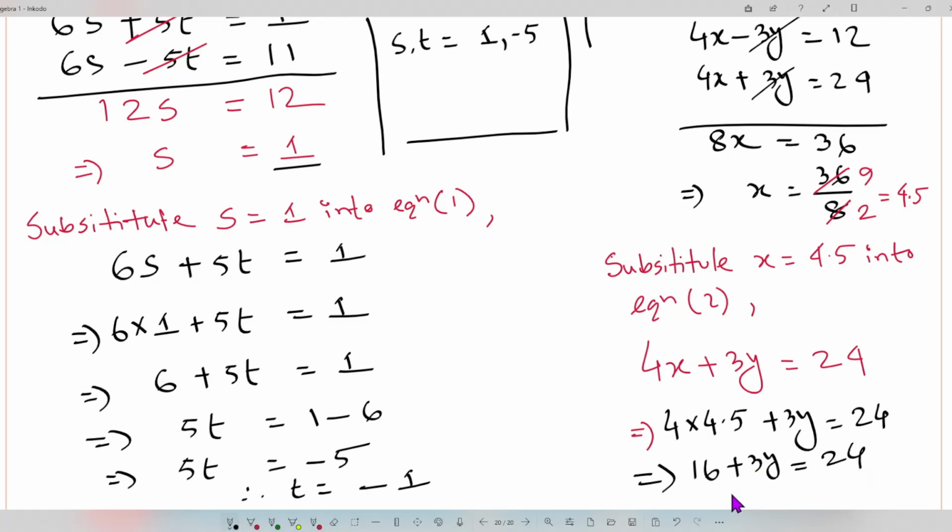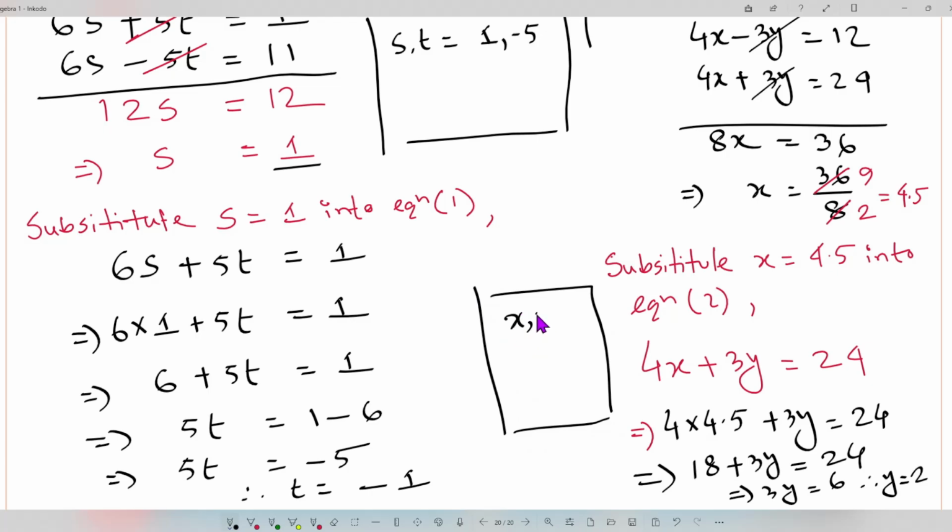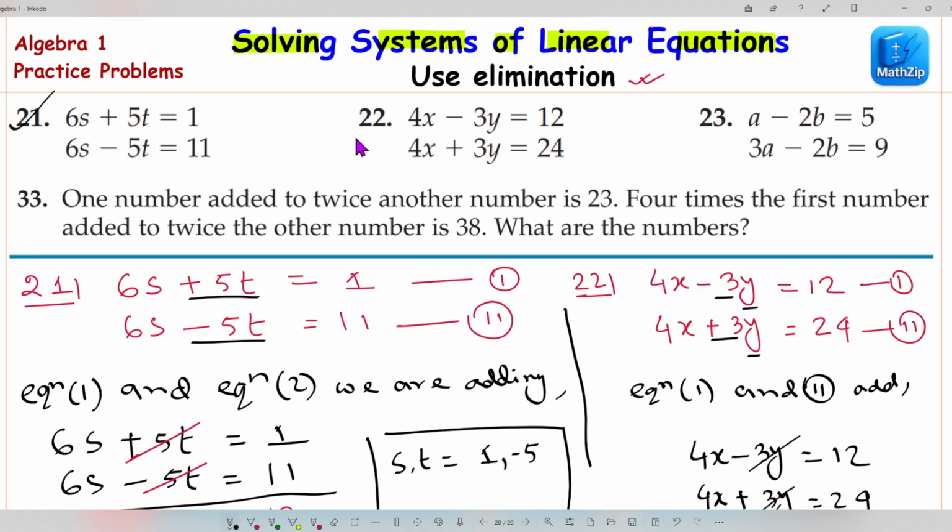Then 3y equals 24 minus 18, sorry, here is 18, right? So 24 minus 18 is 6. So y becomes 6 divided by 3, which is 2. So our answer is x is 4.5 and y is what? 2. So numbers 21 and 22 are done.